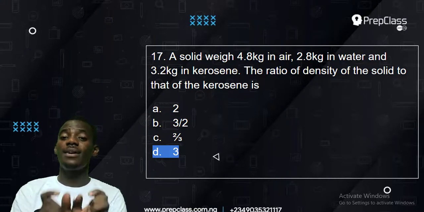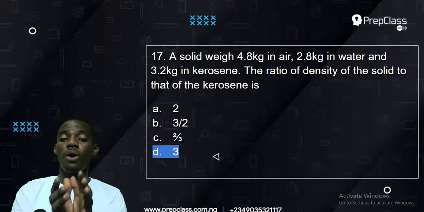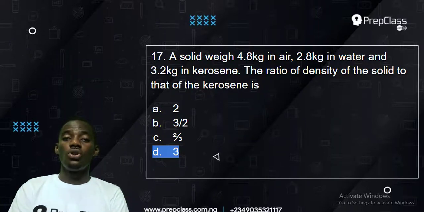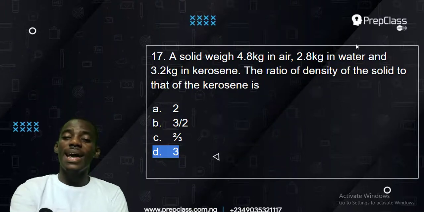Once you know the formula for relative density of solid and of liquid, then you are good to go. You won't have problem with any question on that. So let's check number 18.